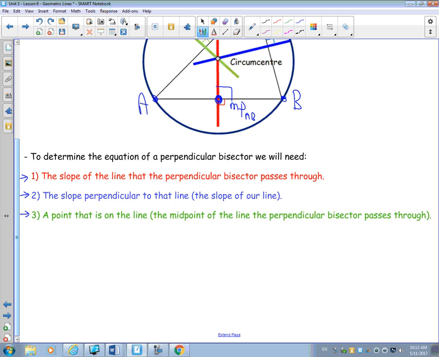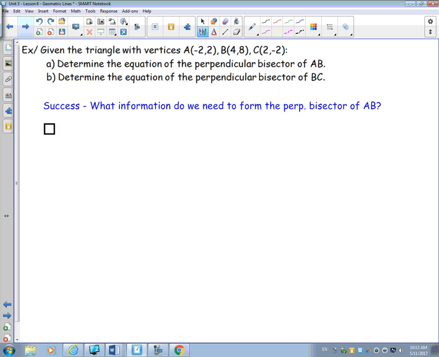Okay? We're going to try one last example here. Different triangle this time. So given the triangle of vertices A, B, and C, let's draw that out. A is (-2, 2). B is (4, 8), way up here. And C is (2, -2).